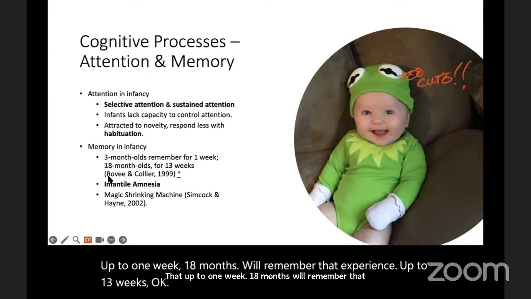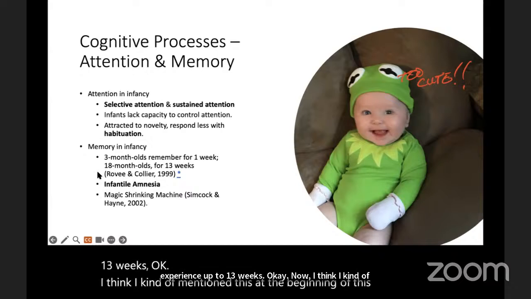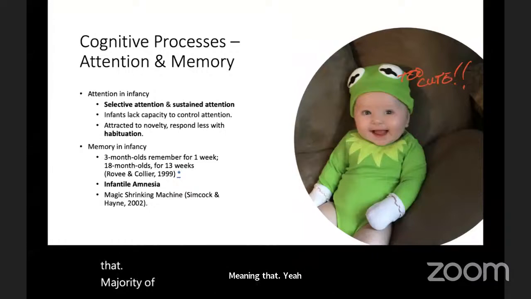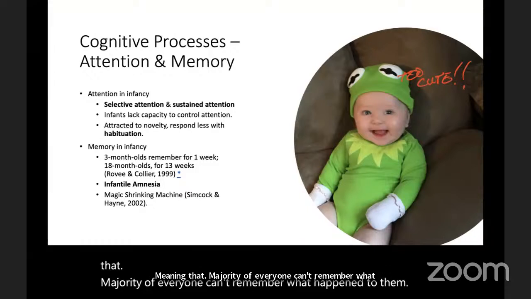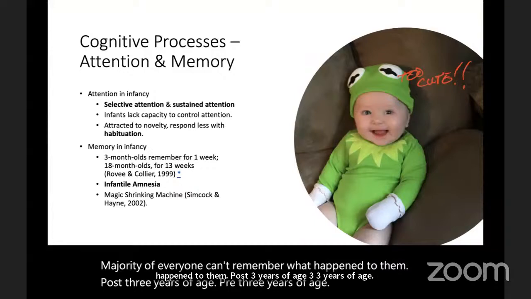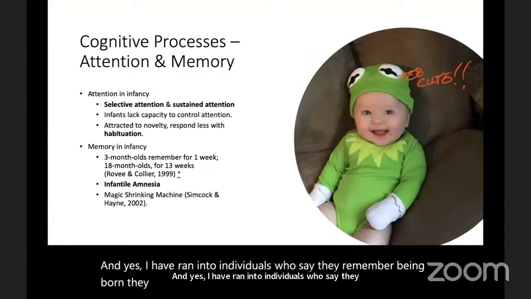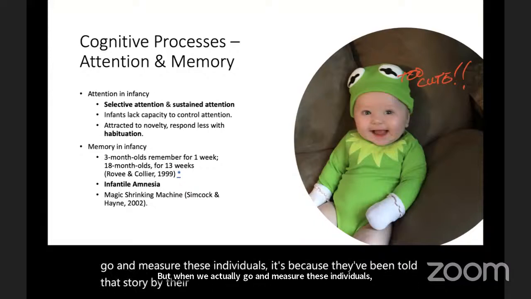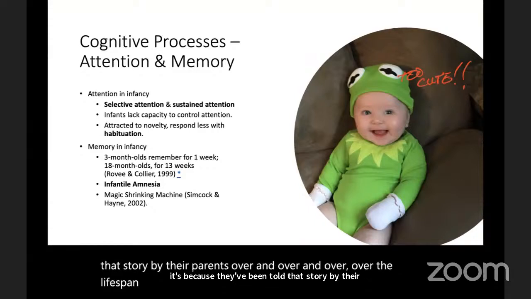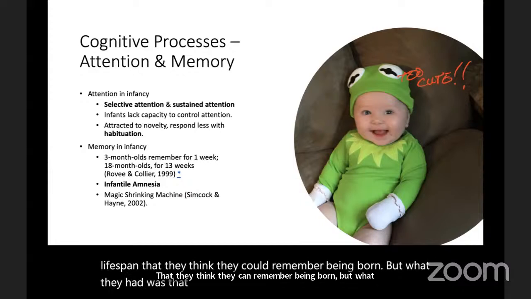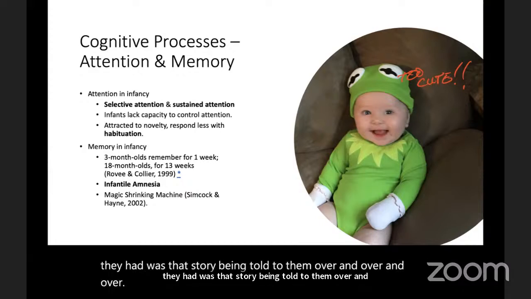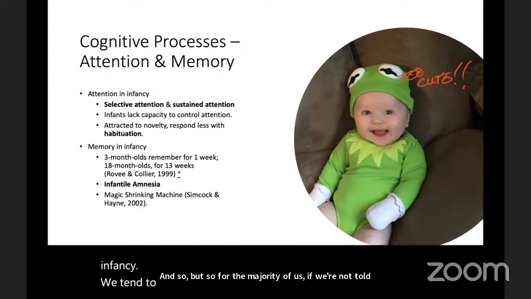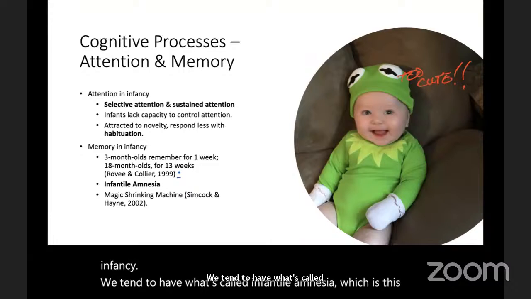Now, I think I mentioned this at the beginning of this class, but we also have something called infantile amnesia, meaning that the majority of everyone can't remember what happened to them pre 3 years of age. And yes, I have run into individuals who say they remember being born, they remember their first 6 months. But when we actually measure these individuals, it's because they've been told that story by their parents over and over their lifespan, that they think they remember being born. So for the majority of us, if we're not told about our infancy, we have what's called infantile amnesia, which is this inability to remember anything before the age of 3.